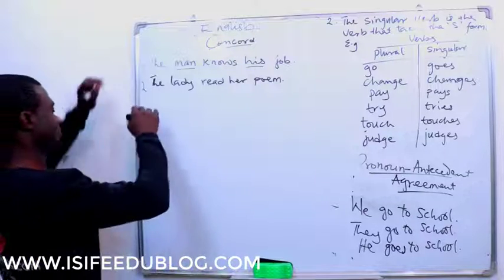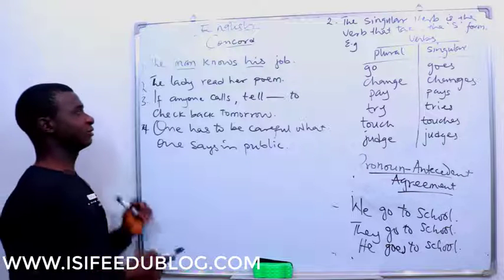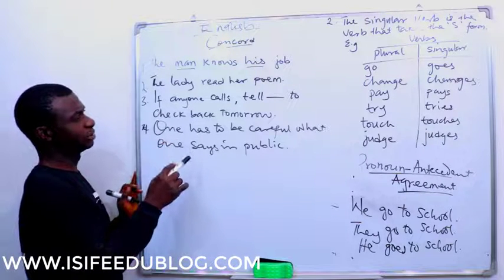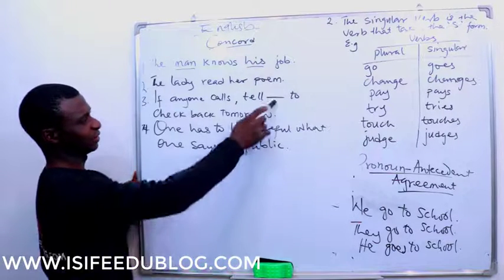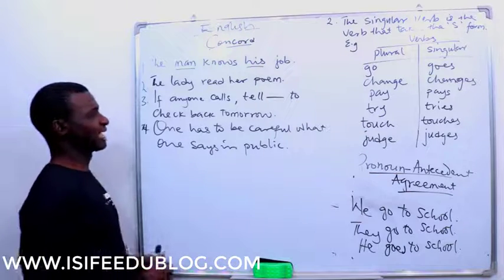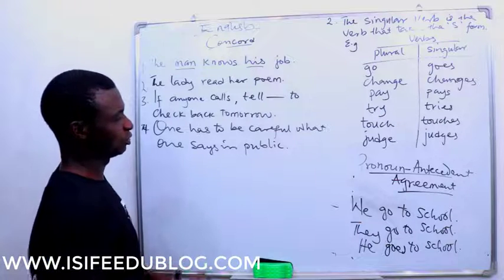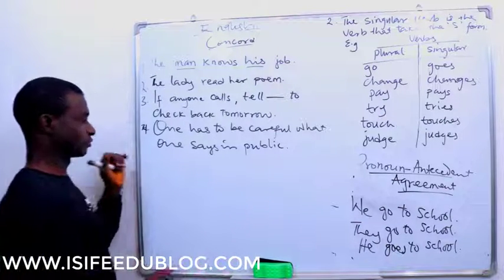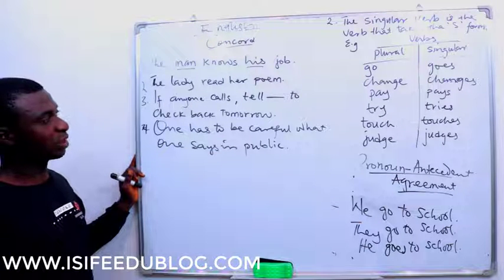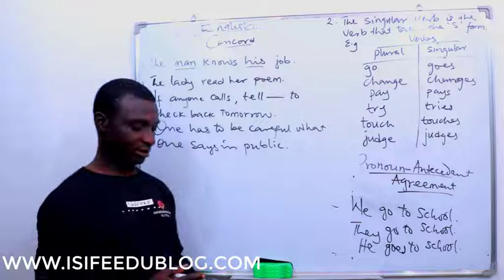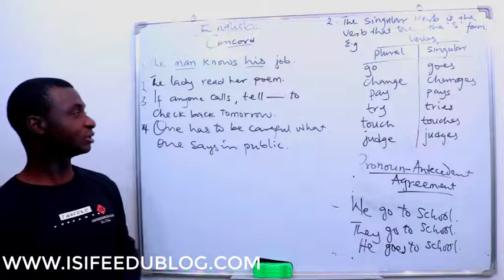Other examples. Now, we are taking it a little further now. If anyone calls, tell dash to check back tomorrow. I didn't put the pronoun. The antecedent of what should be here is anyone. Why did I leave it vacant? I wanted to show you something. You see, over time, those who call themselves feminists have brought a lot of issues on board.